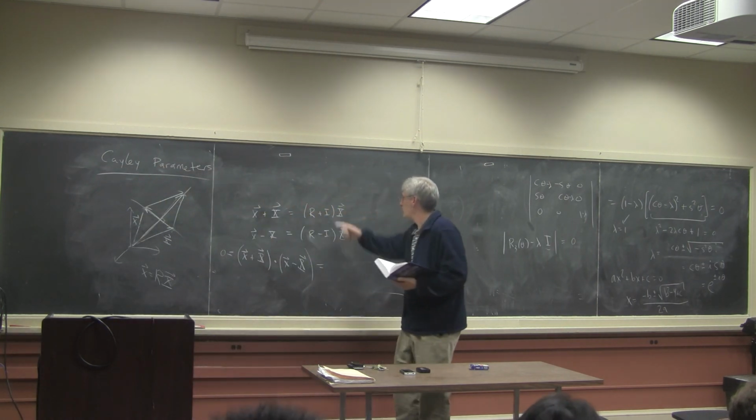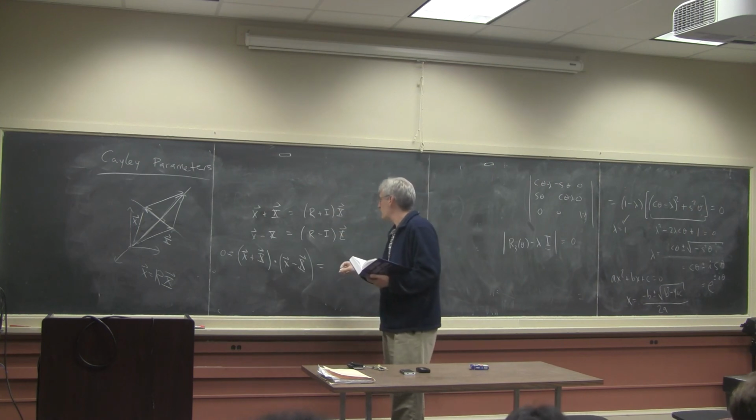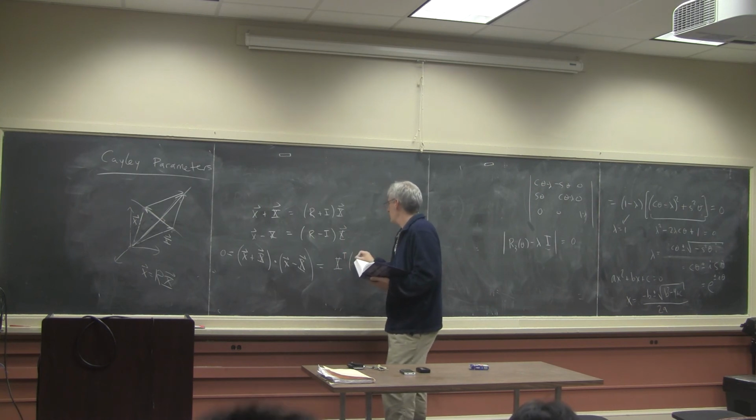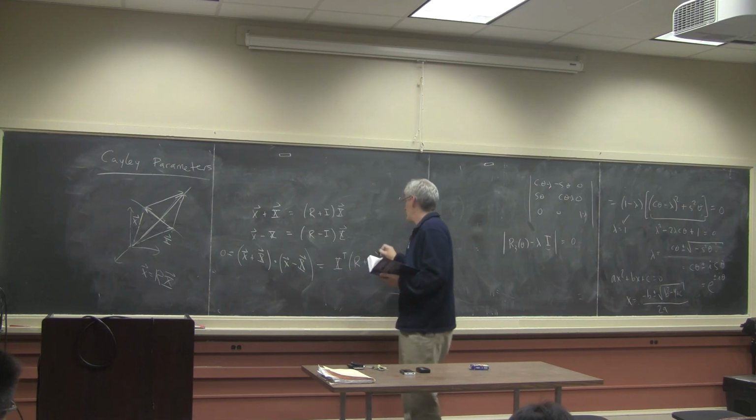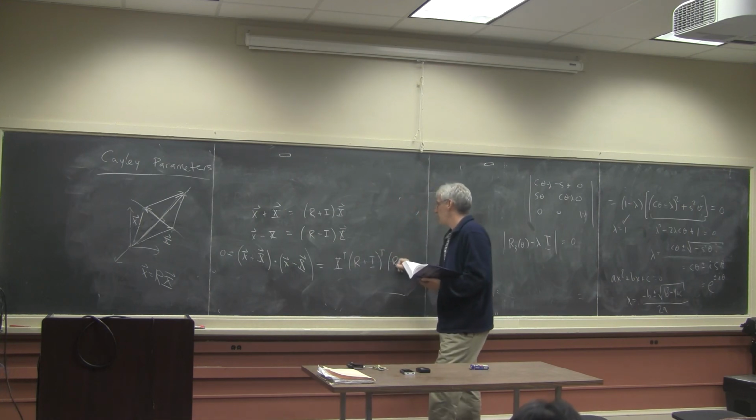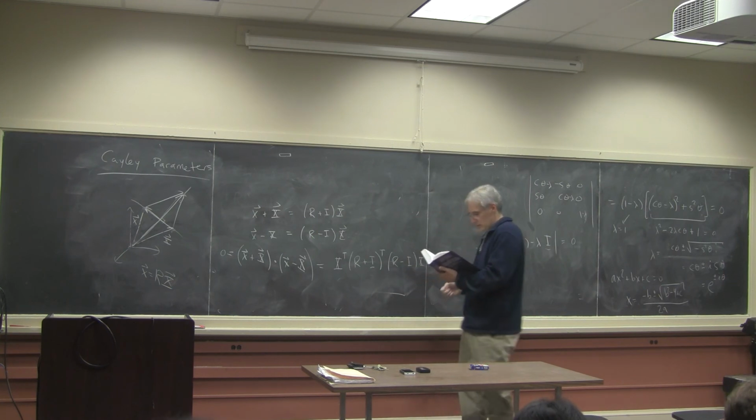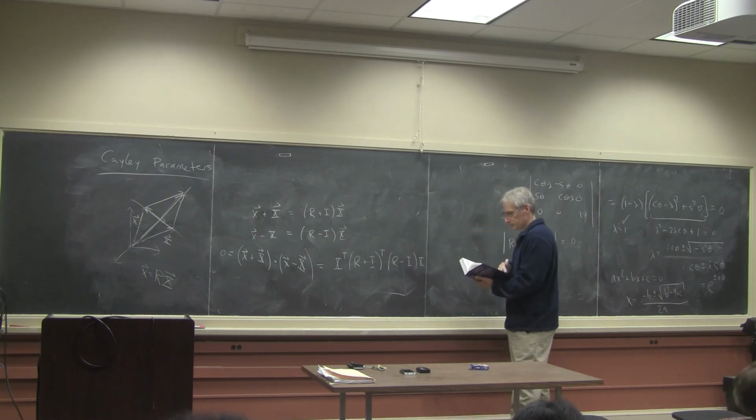So, using this side over here, we can write that as capital X transpose times r plus the identity transpose times r minus the identity times X should be equal to 0.